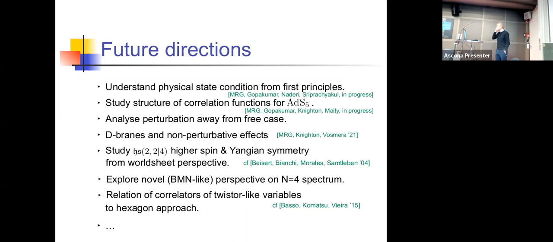Can you say something about finite temperature for AdS5? Is that beyond reach? Well, we haven't really thought very much about that so far. At the moment, we are just trying to reproduce the free spectrum. We are trying to understand the structure of it. We are trying to reproduce the perturbation theory. Finite temperature, we haven't yet thought about.